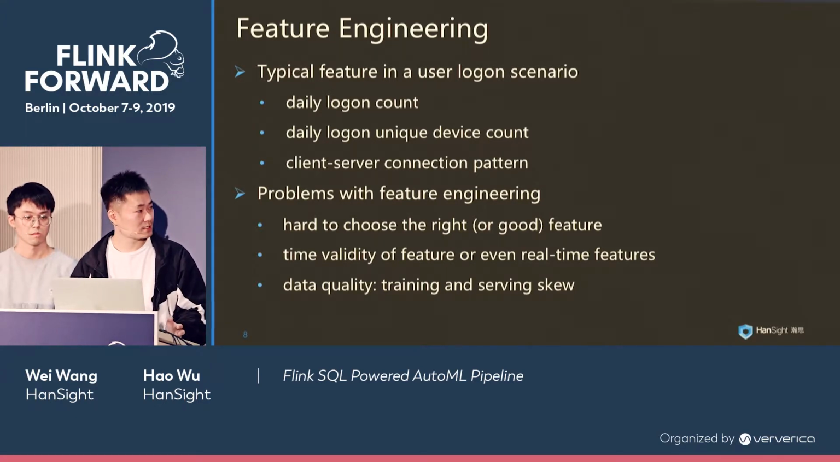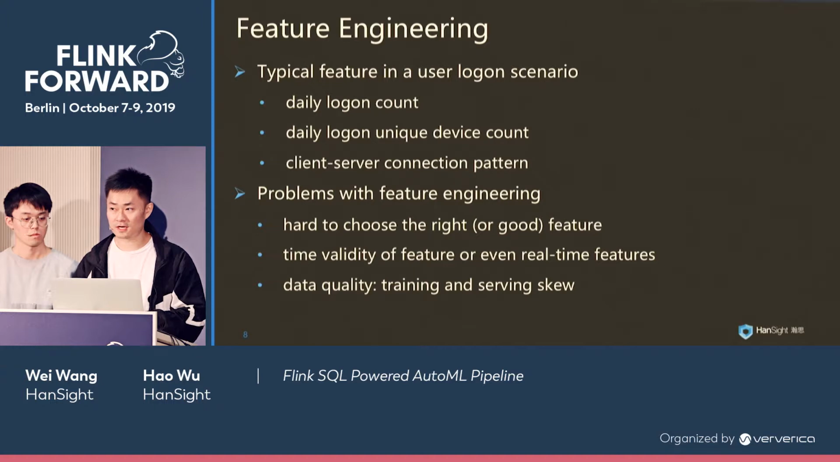The second is the time validity of features, and sometimes you even need real-time features, especially in consumer products like food delivery apps, transportation apps, or map apps. That requires real-time features. And then finally, it's again the data quality. Sometimes you may train on your data to get a model you're satisfied with, but when you apply this model to other data, it just doesn't perform well because the data is skewed.